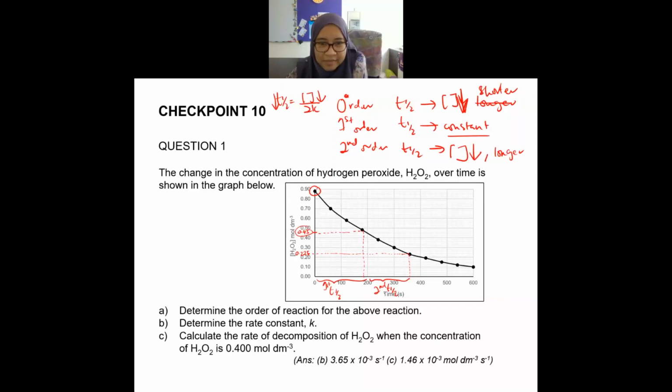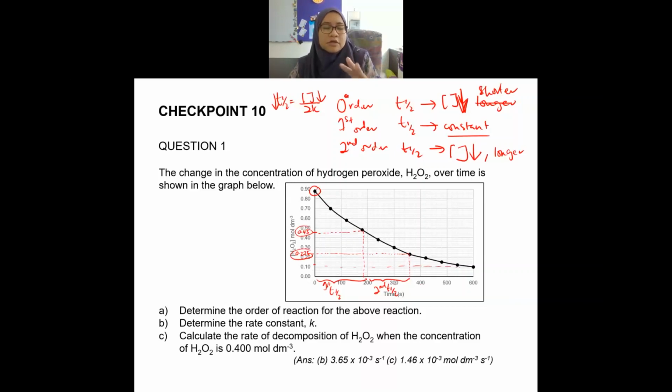Looks like it is constant. Is it constant, guys? Or is it decreasing? Okay, check again. And then for 0.225, if you want further checking, half of this 0.225 will be around here. Just to check. I think it is constant. Roughly the same, right?